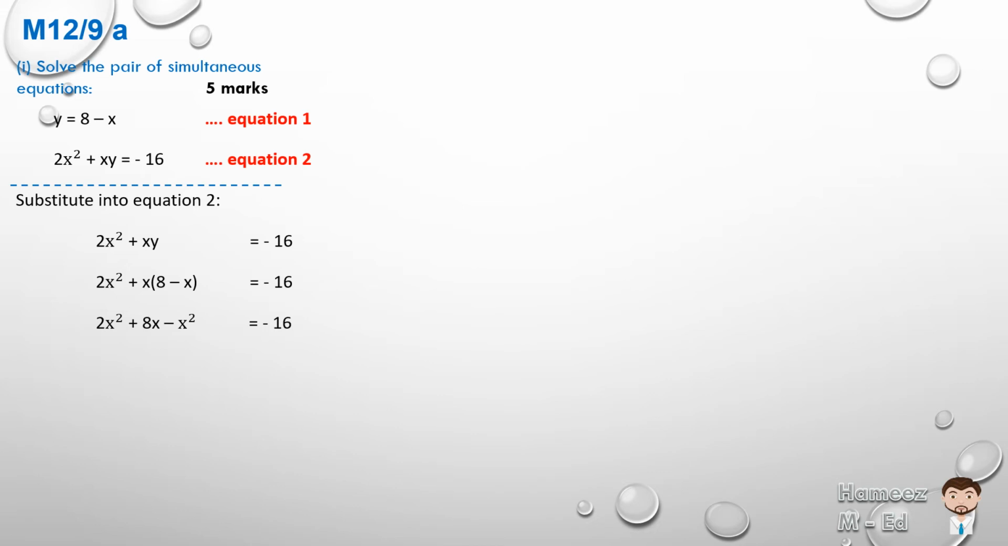So we'll get 2x squared minus x squared is 1x squared plus 8x, and minus 16 becomes plus 16. So we now have a quadratic. So we can solve that quadratic using a couple of different methods.